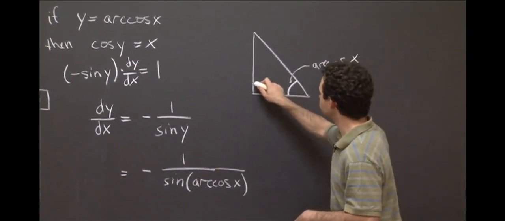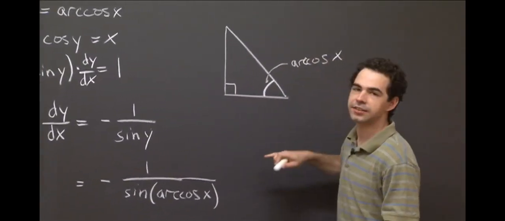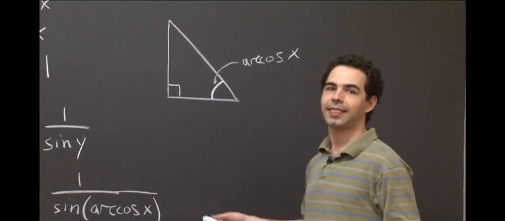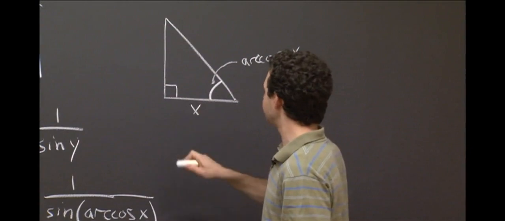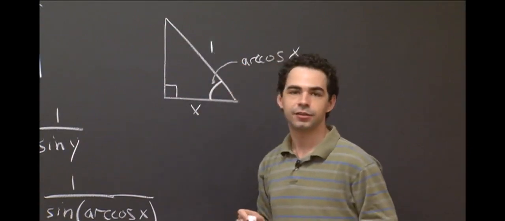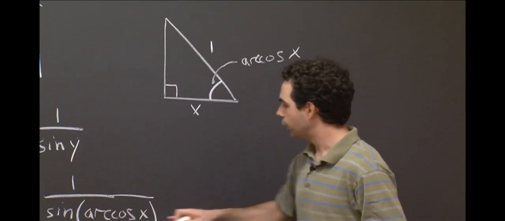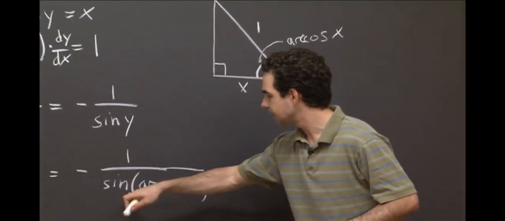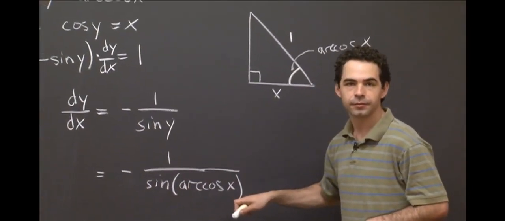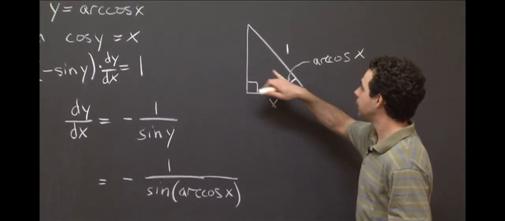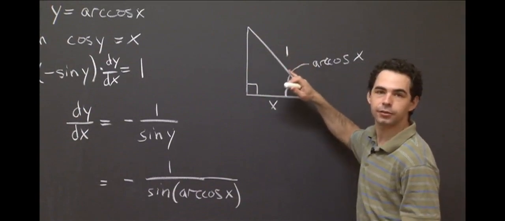So this is a right triangle. So it's adjacent side over the hypotenuse is equal to x. And one easy way to get that arrangement of things is if this side is x and this side is 1. So OK, so what? Well, why do I care? Because I need sine of that angle. So this is the angle arccosine of x. So sine of that angle is the opposite side over the hypotenuse.